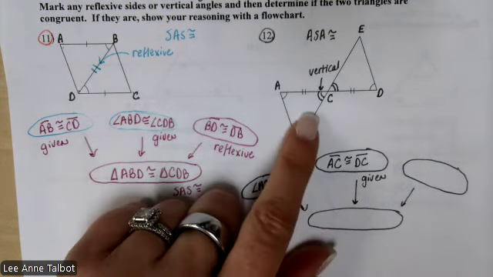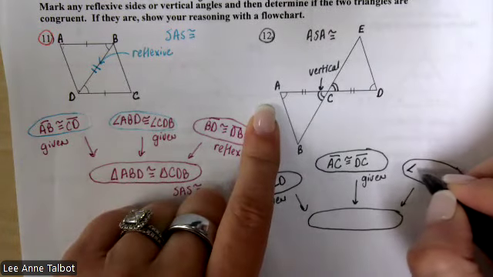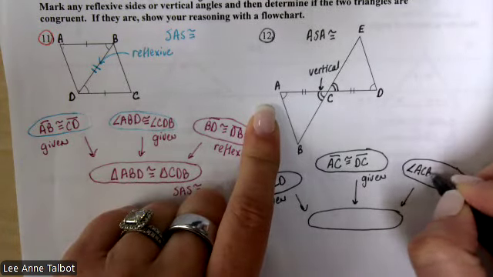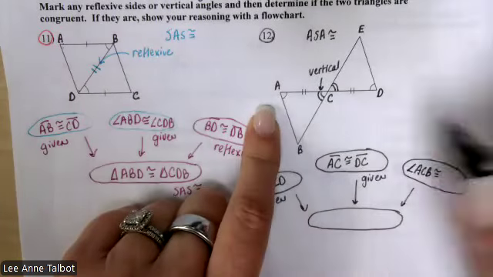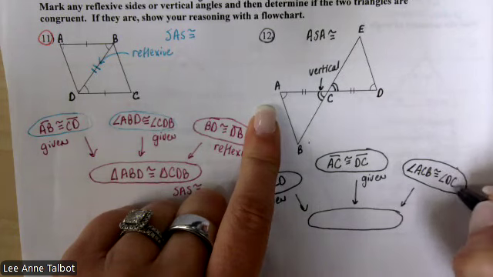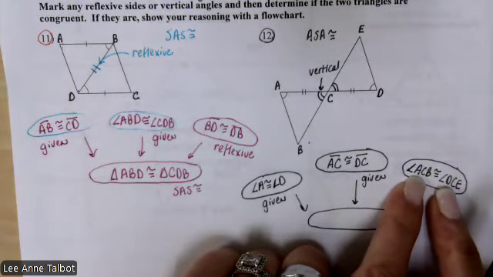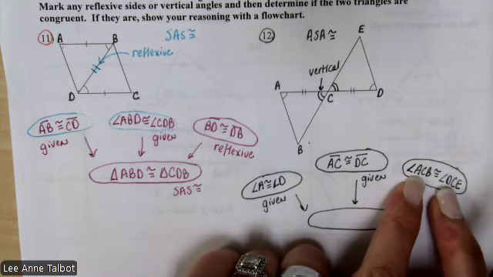And now I'm going to do the verticals. And for verticals, you have to do all three letters. So I'm going to say angle ACB is congruent to angle DCE. And the verticals are at C, so the C's have to be in the middle of both of these two.